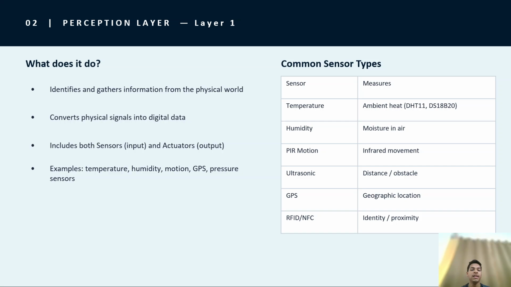Temperature sensors like DHT11 are very popular in beginner projects. PIR sensors detect motion. GPS gives us location data, and RFID and NFC are used for identification, like in contactless cards. Remember, the perception layer also includes actuators, devices that take actions like turning on a motor or switching a light. So this layer is both input and output.